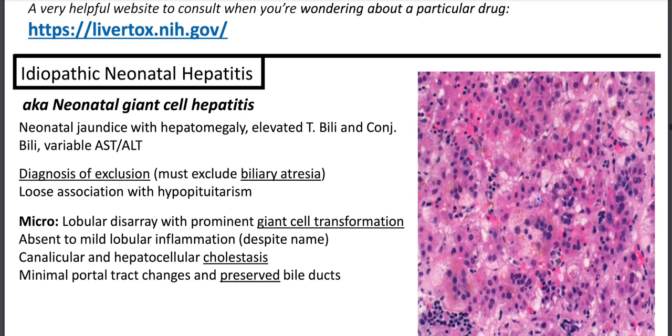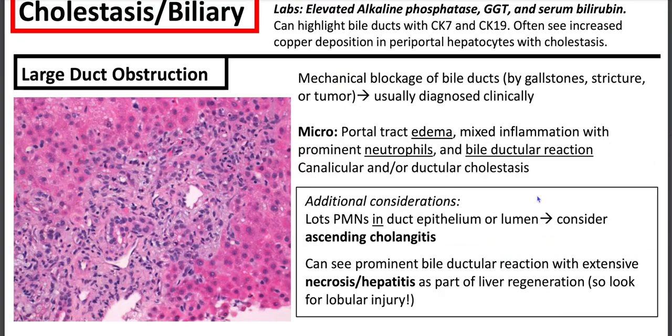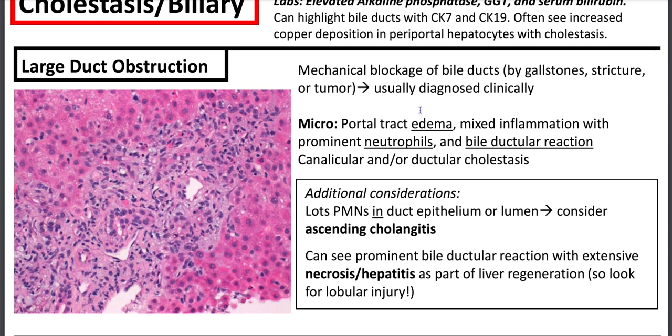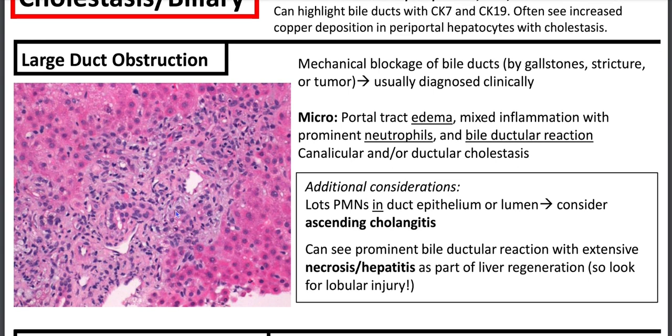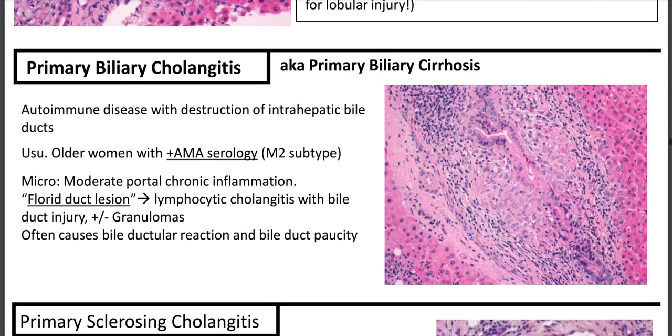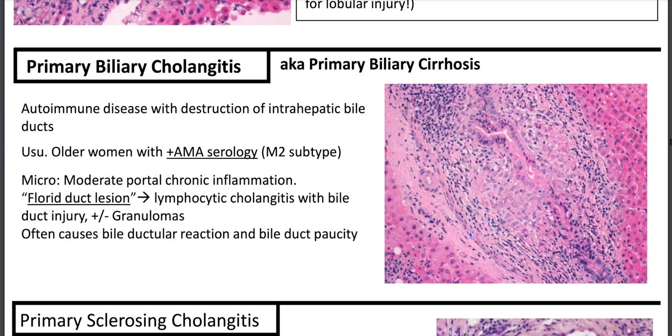Rule out biliary atresia. Cholestasis biliary, you'll have elevated alk-Phos, GGT, serum bilirubin. Highlight bile ducts with your CK7 or CK19. Large duct obstruction, portal tract edema, prominent neutrophils, bile ductal reaction. If you see neutrophils inside the duct epithelium or lumen, consider ascending cholangitis. Primary biliary cholangitis, older woman with positive AMA serology, look for your florid duct lesion. You can have granulomas, and it can cause bile ductal reaction and bile duct paucity.